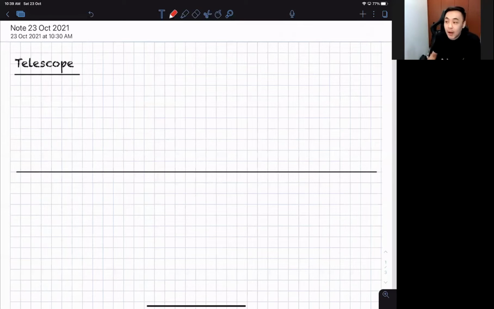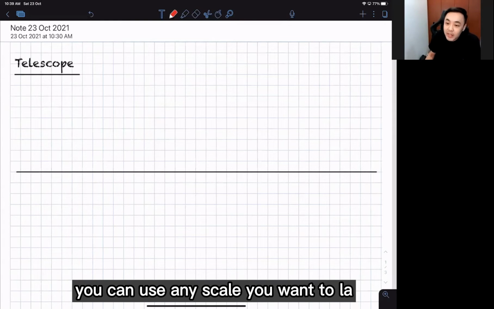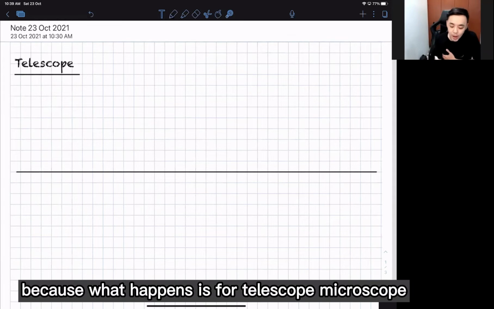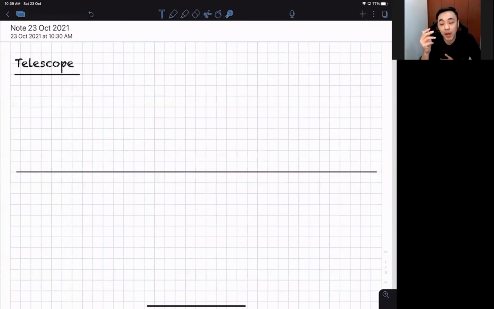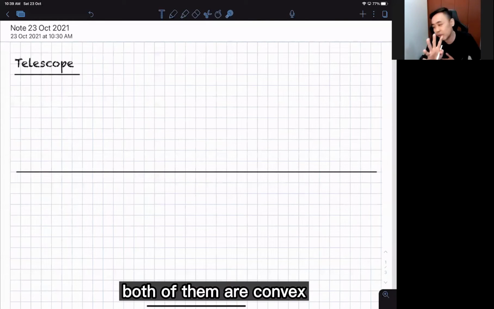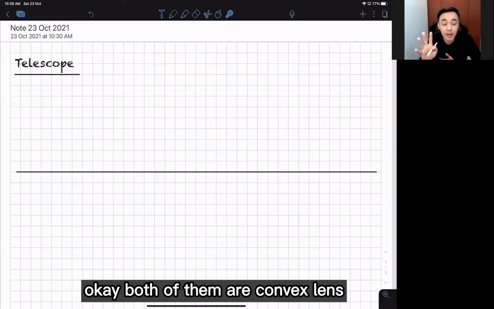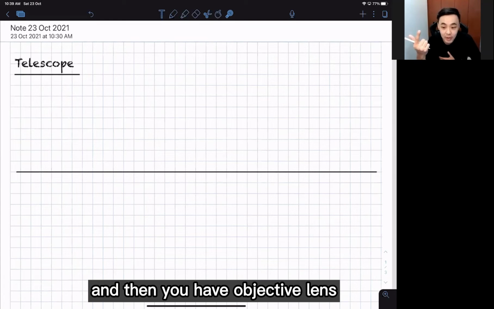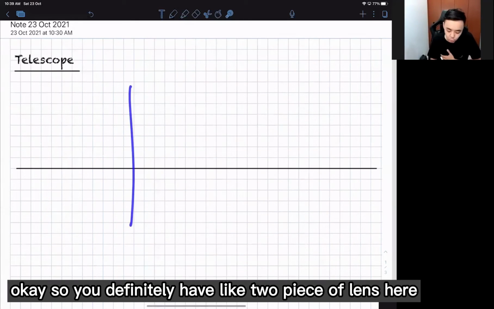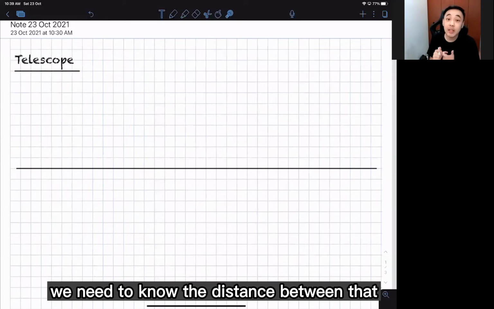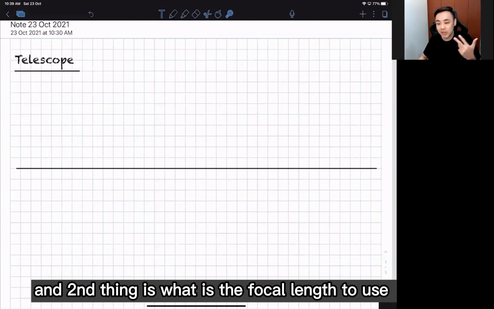Now, you can use any scale you want, but normally I will recommend a number. Because for telescope and microscope, they are both compound lenses, that means you are going to have 2 lenses. But anyhow, both of them are convex lenses. So you have your objective lens and your eyepiece lens, so you definitely have 2 pieces of lens here. But the thing is, number one, you need to know the distance between them. And second, what is the focal length to use?